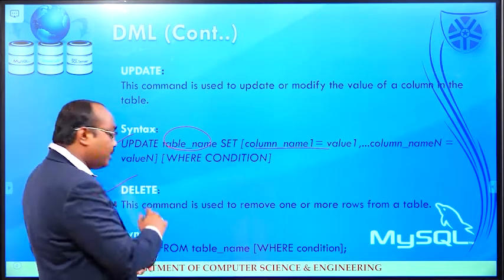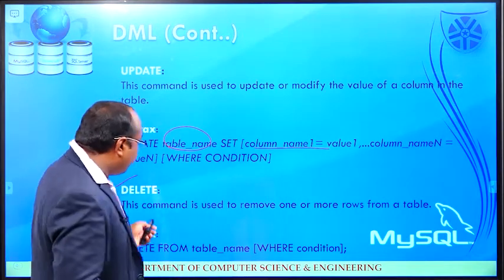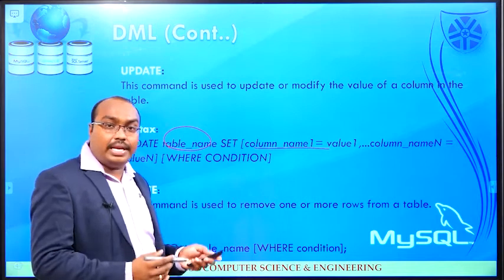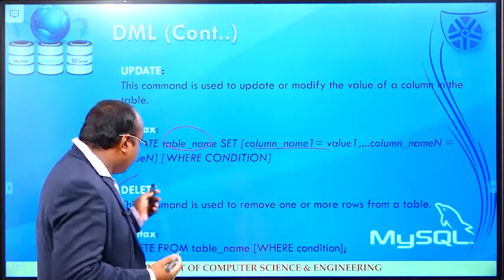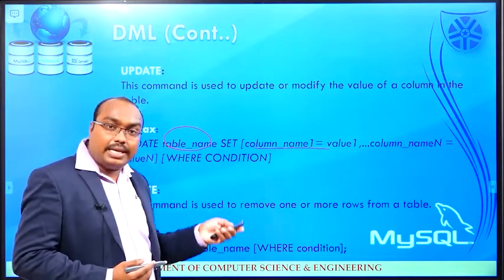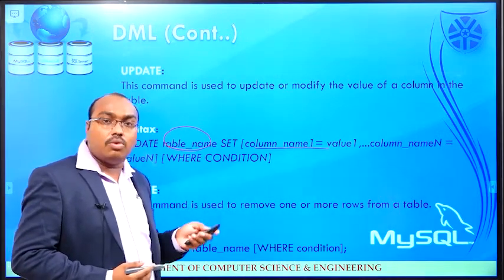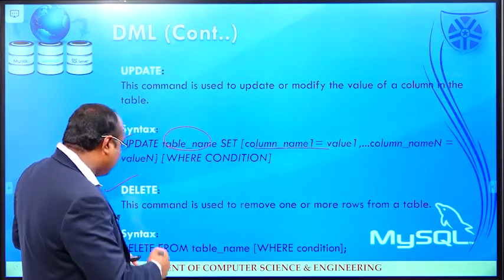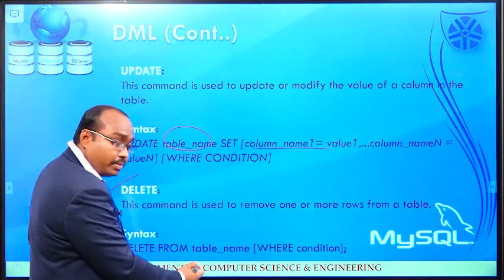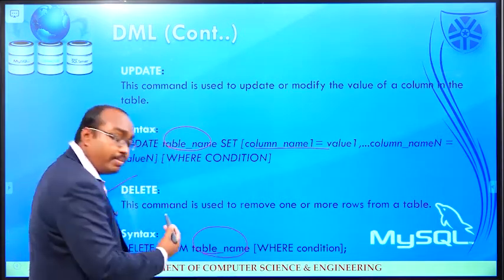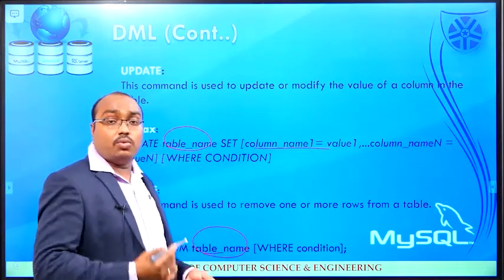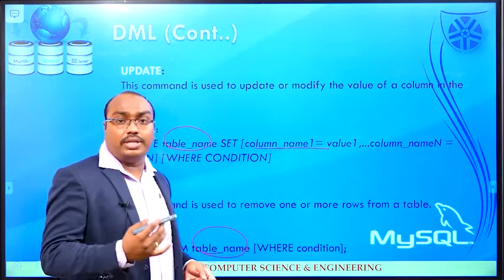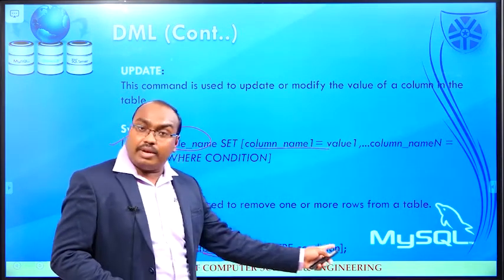And the next command, delete command. This command is used to delete a single row or more than one row. The syntax is delete from table name. Here we have to mention our table name and where condition. Whatever rows we have to delete, we have to mention in this where clause.